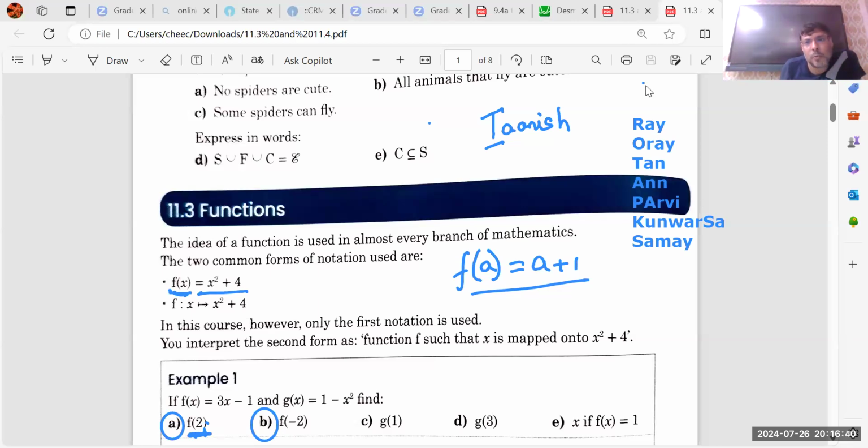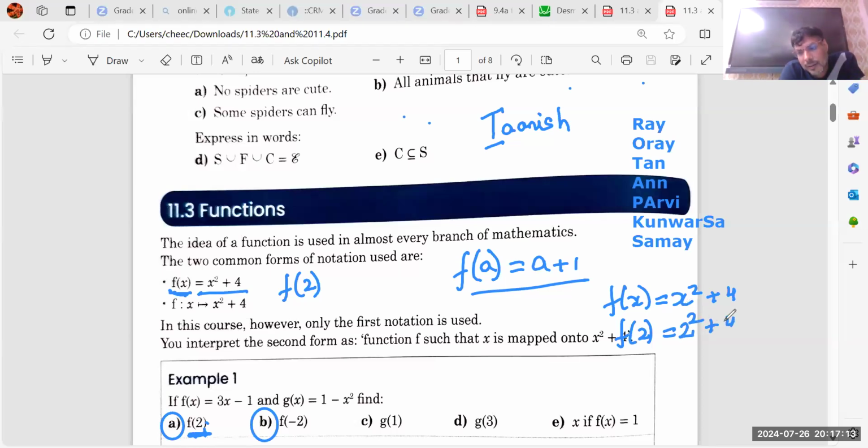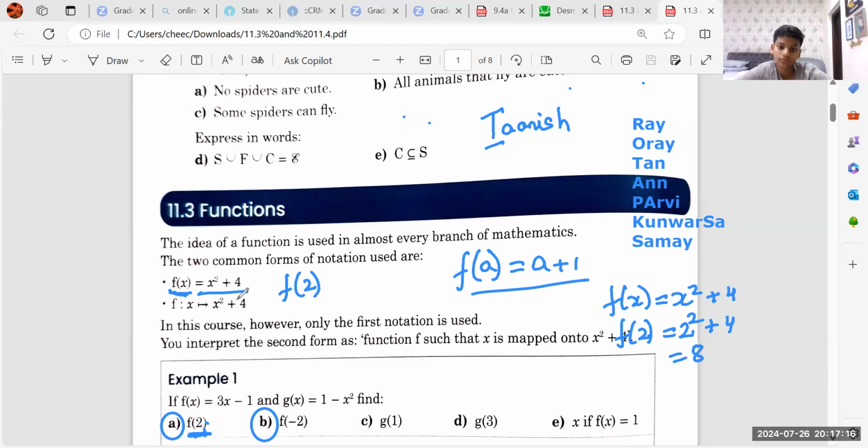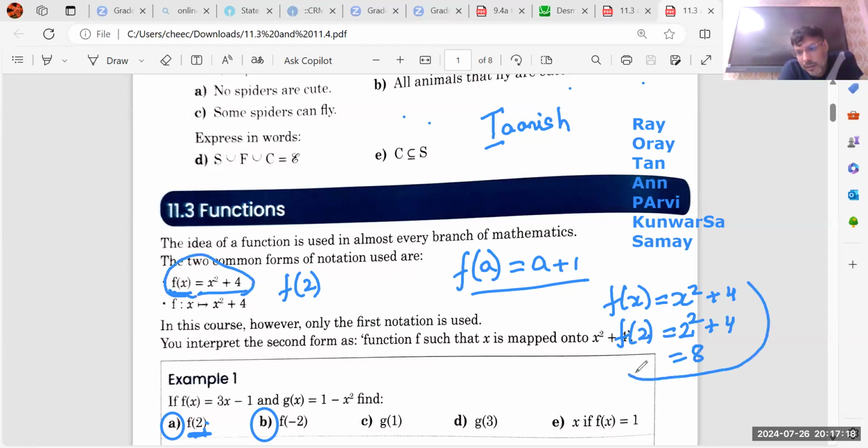Okay. In place of x, just put 2. You will get the answer. Sir, so f shows that it is a function. Yes. Sir, if it is f bracket 2, then it will become 2f. No, beta. See, the function f of x was x square plus 4. Let me take this example. So f of 2 means you have put 2 in place of x. So you will get 8. This is the example I have shown you.